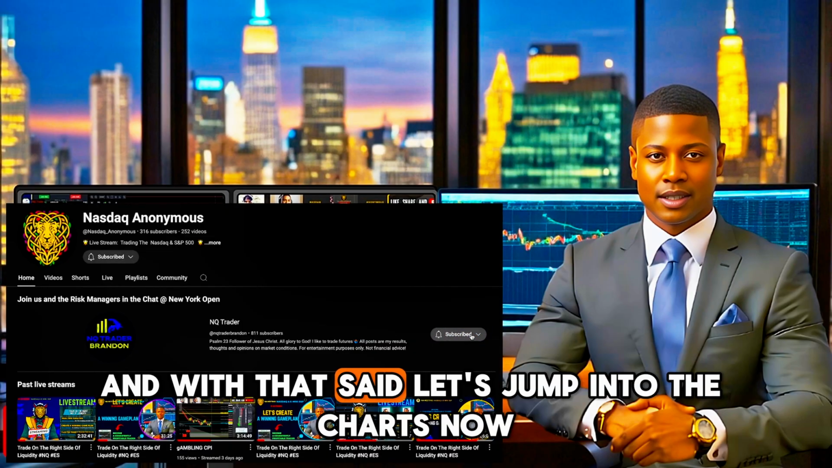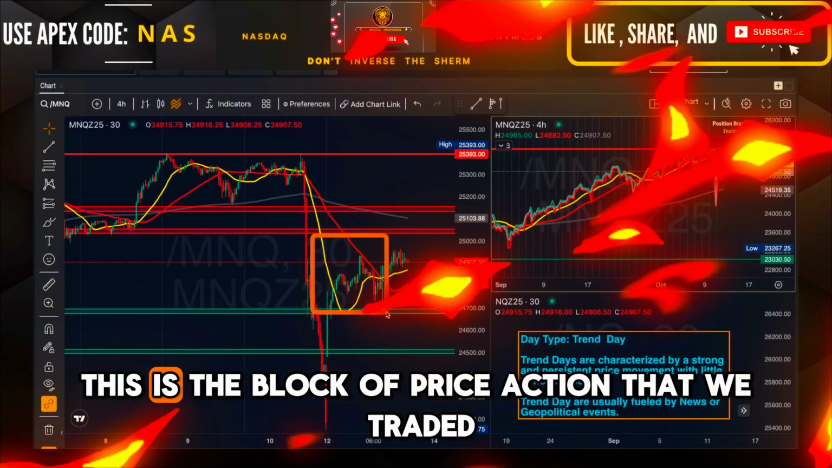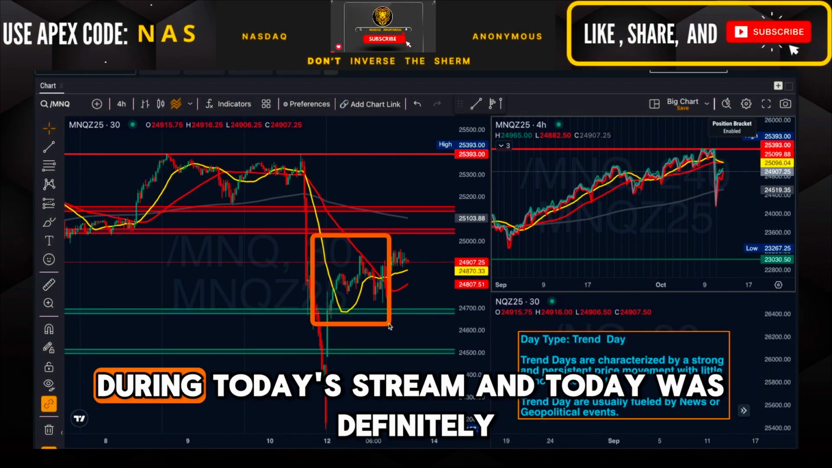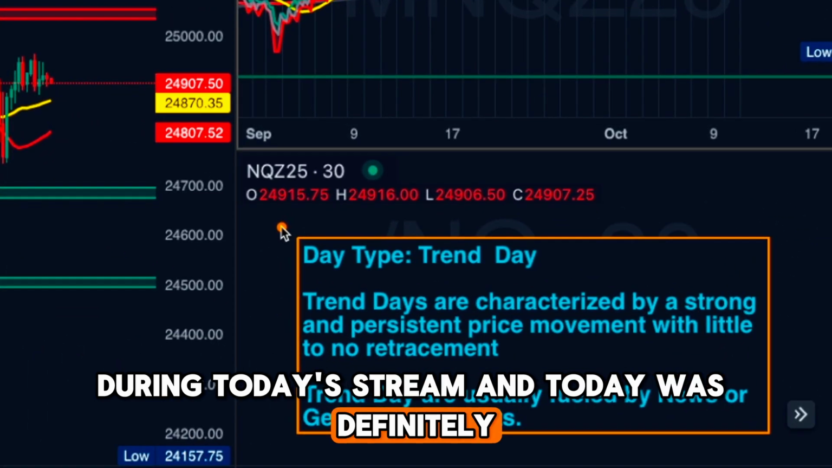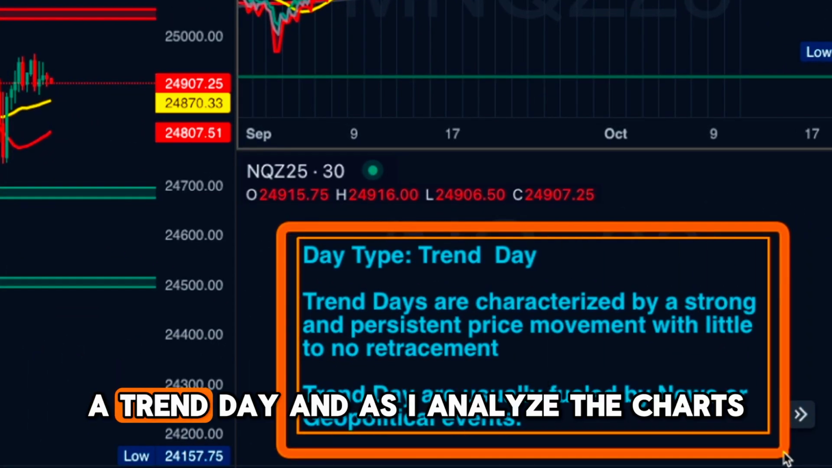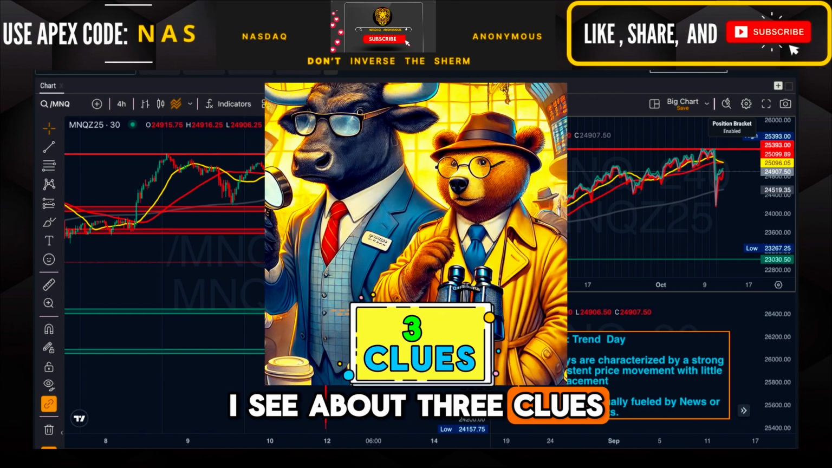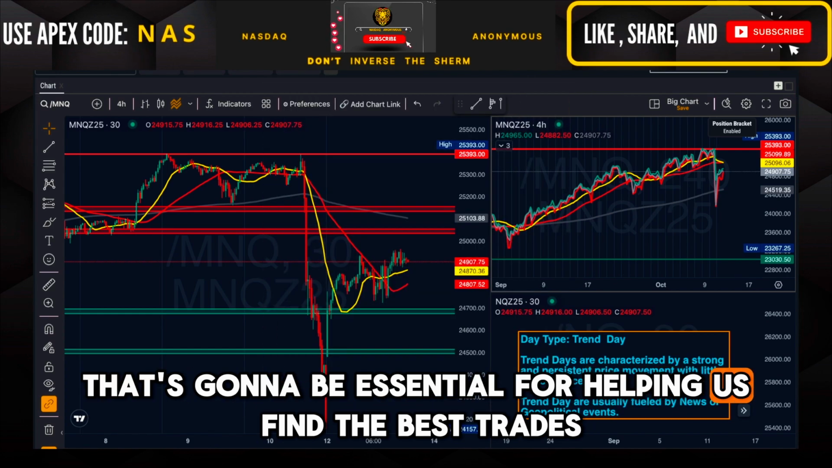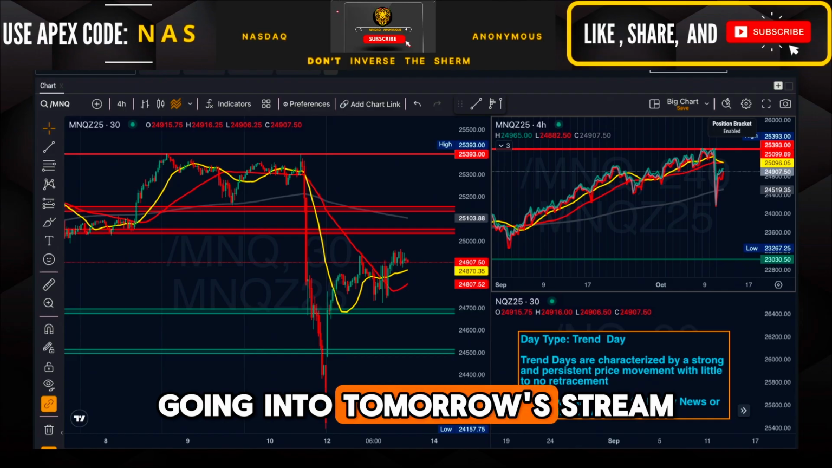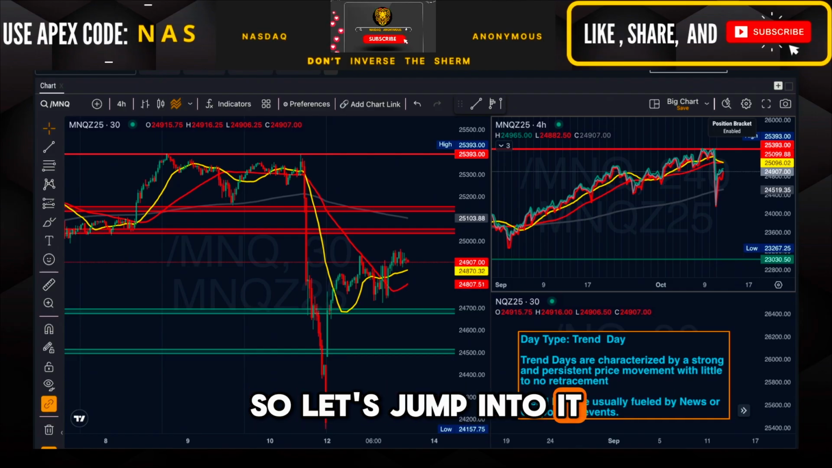And with that said, let's jump into the charts now. This is the block of price action that we traded during today's stream. And today was definitely a trend day. And as I analyze the charts, I see about 3 clues that are going to be essential for helping us find the best trades going into tomorrow's stream. So let's jump into it.